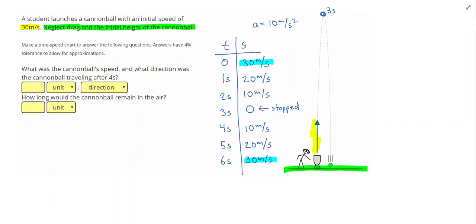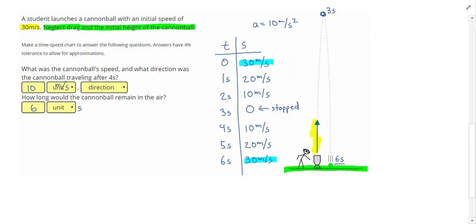It says how long will the cannonball remain in the air? That's looking for this time right here, which is going to be 6 seconds. Now it says what was the cannonball speed and what direction was the cannonball traveling after 4 seconds? Remember, after means at. So at 4 seconds, we were traveling 10 meters per second.